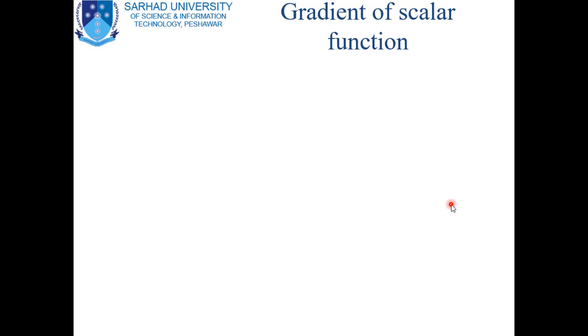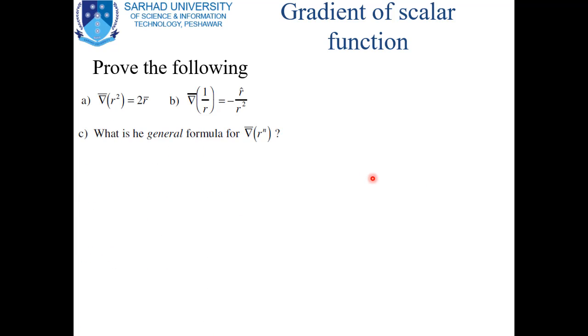So in this slide we will discuss the gradient of a scalar function. Some scalar function will be given and we will find its gradient. Here the scalar function is r square and we have to prove that del of r square is equal to 2r vector. Then in the second part we have to prove that the gradient of 1 over r is equal to minus r cap divided by r square. And in the third part of this question we will develop a general formula for the gradient of any power of r.